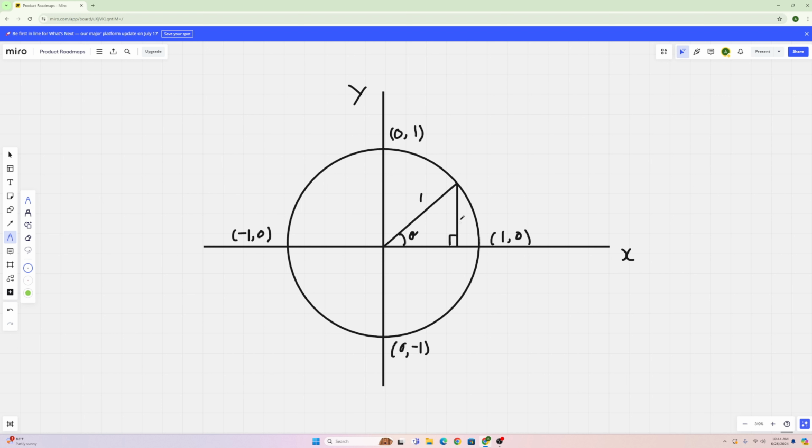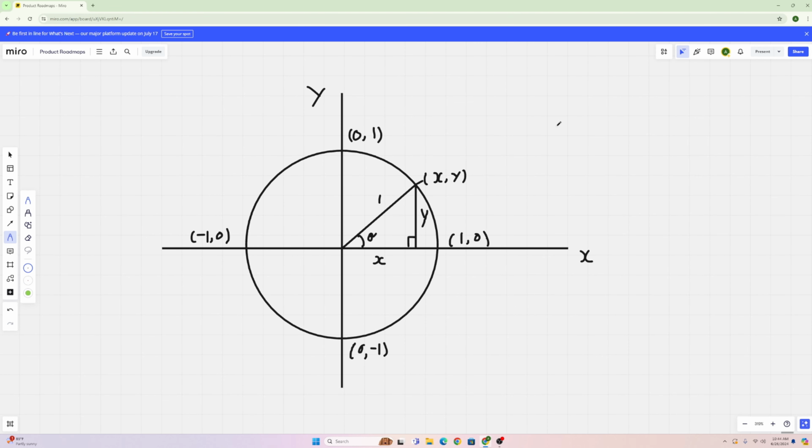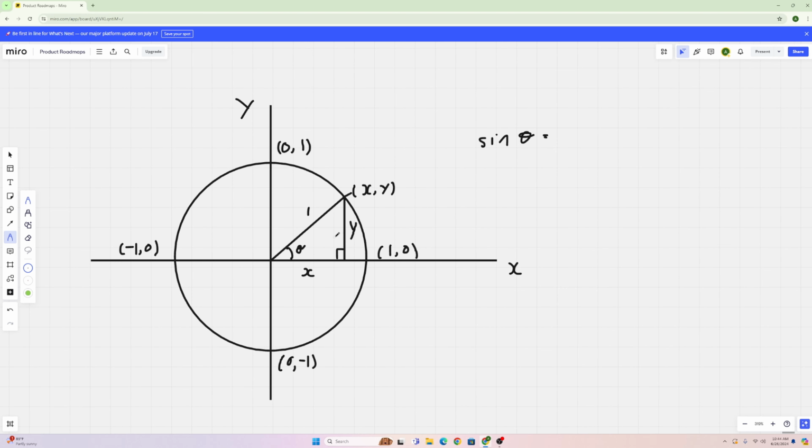So what is this value right here? This is the y value, right? So this point right here is just any number, x, y. So this vertical length is y, and this horizontal length is x. So now what we can do is sine of theta. What is sine of theta? Sine of theta is just opposite over hypotenuse, which is y. Cosine of theta is adjacent over hypotenuse, which is x.